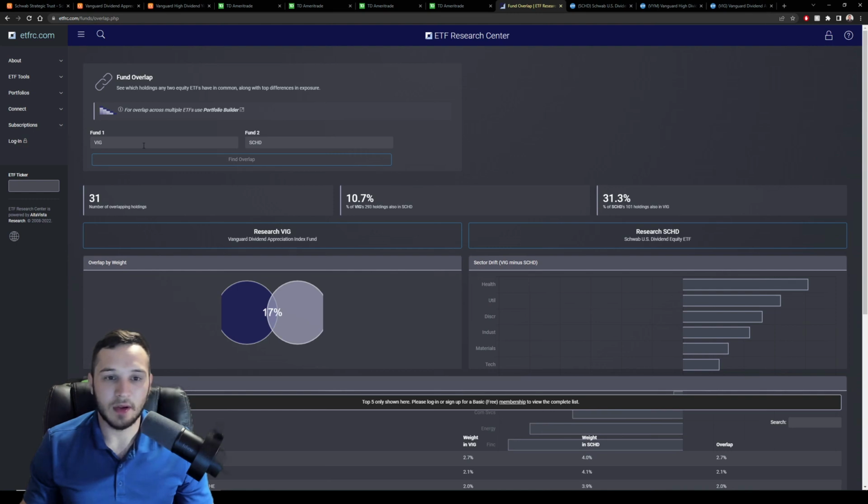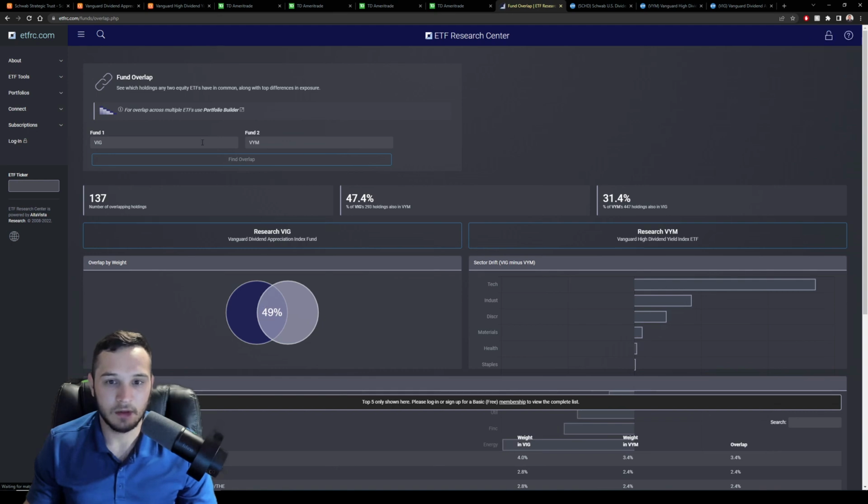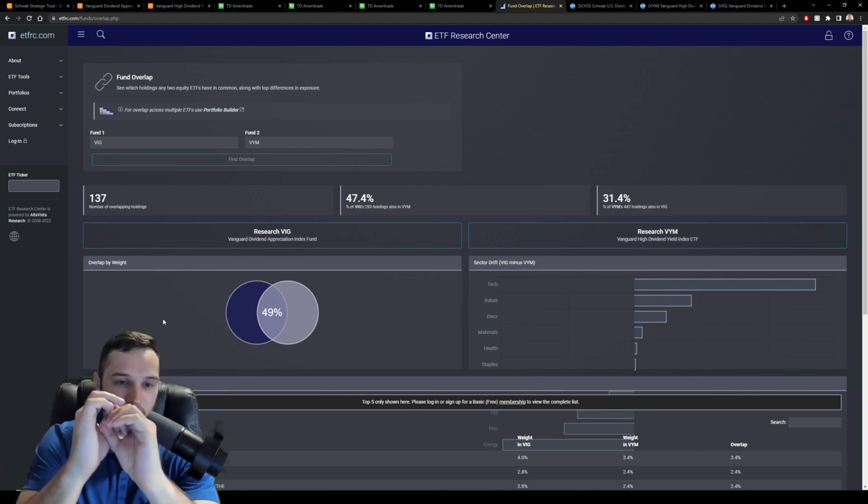And finishing this off, I'm going to go into some fund overlap. So when we compare VYM to VIG, there's surprisingly a pretty big overlap. 49% of VIG is also in VYM. So whether you're investing in the dividend appreciation or dividend yield, you're kind of getting an overlap between the two.